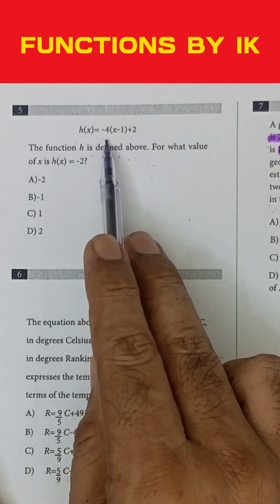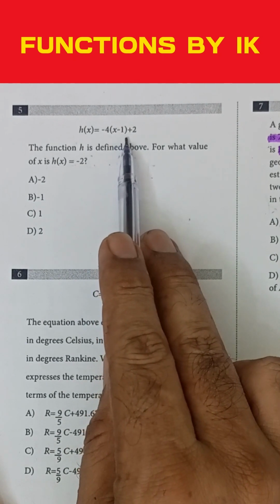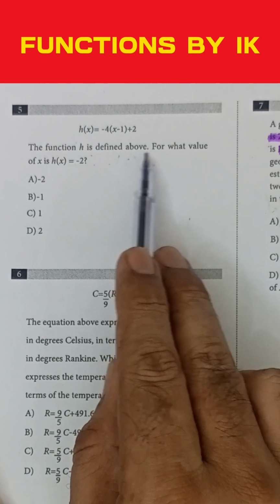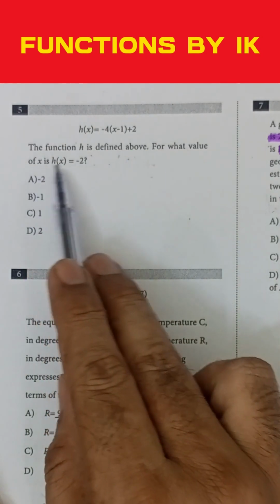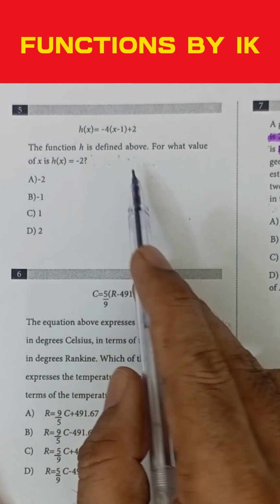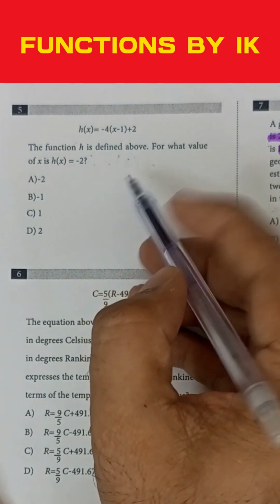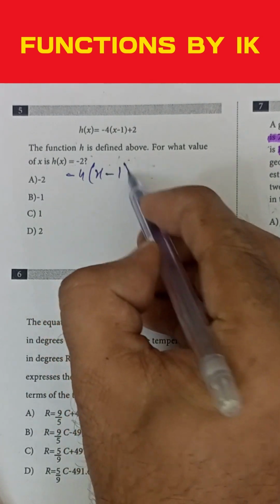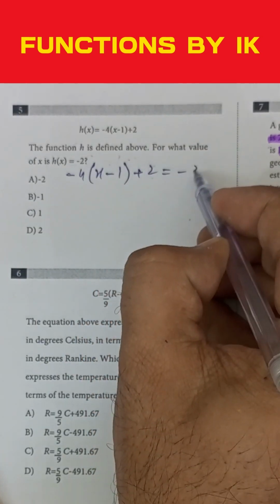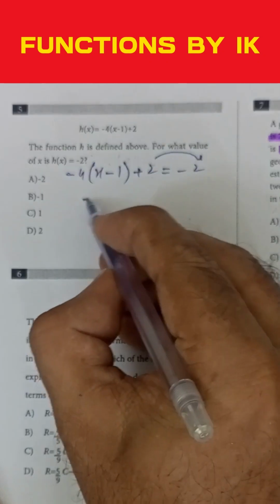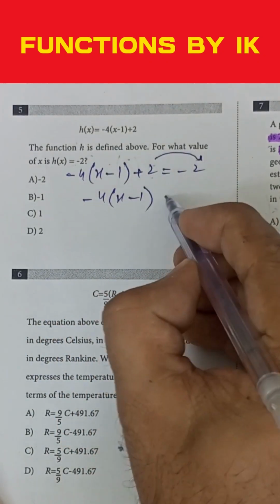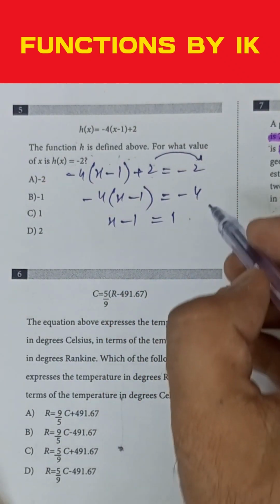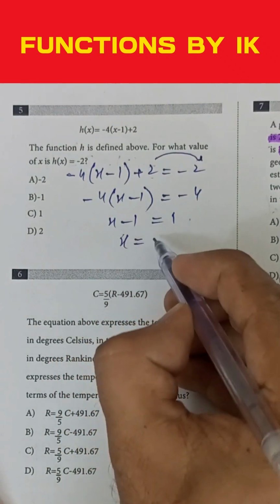h of x is equal to minus 4 bracket x minus 1 bracket close plus 2. The function h is defined by the above. Find for what value of x h of x is equal to minus 2. There are 2 or 3 methods to solve this. First of all, minus 4 times x minus 1 plus 2 is equal to minus 2. Move it here. So minus 4 times x minus 1 is equal to minus 4. Divide by minus 4. So x minus 1 is equal to 1.